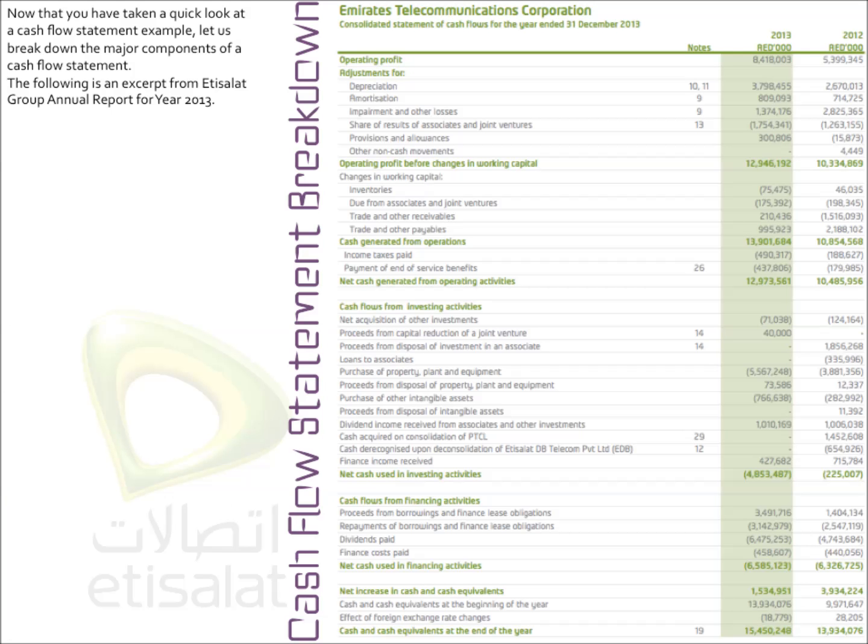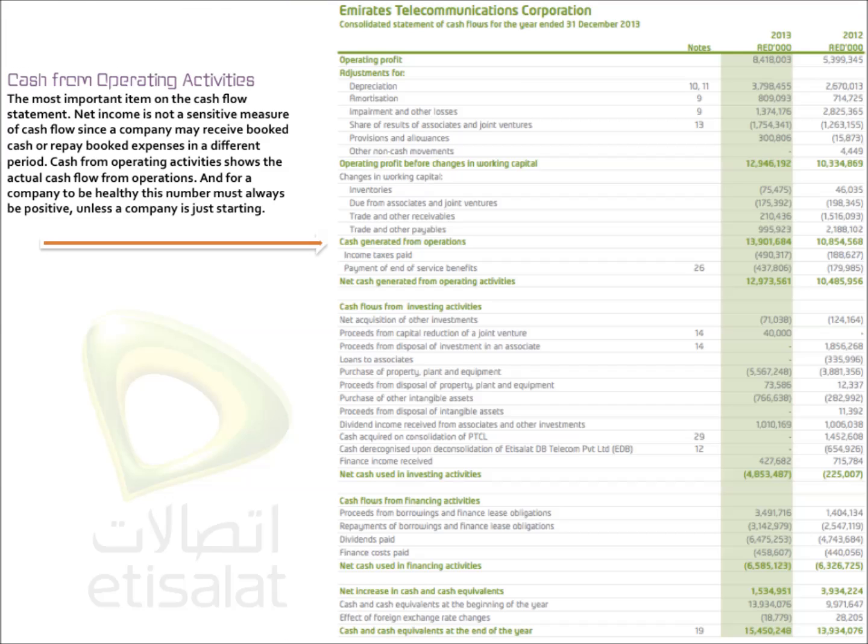Now that you have taken a quick look at a cash flow statement example, let us break down the major components of a cash flow statement. The following is an excerpt from the Etisalat Group annual report for the year 2013. First important item is cash from operating activities. This is the most important item on the cash flow statement.